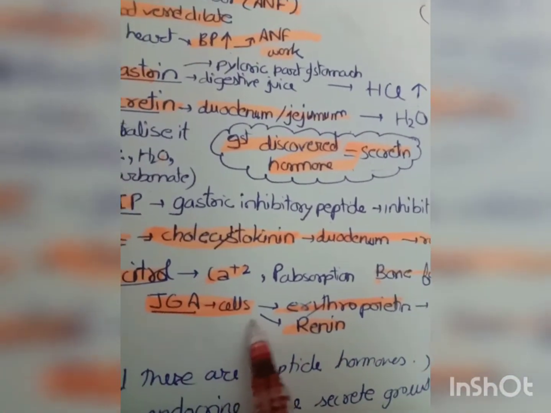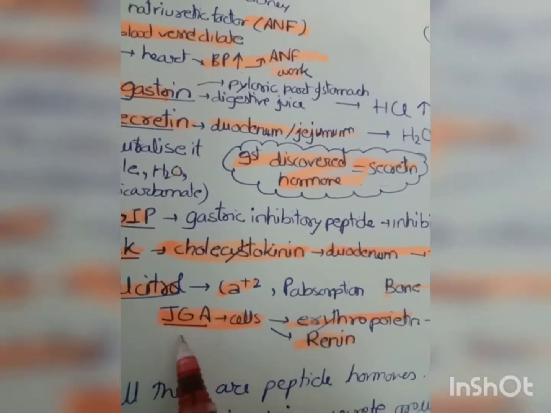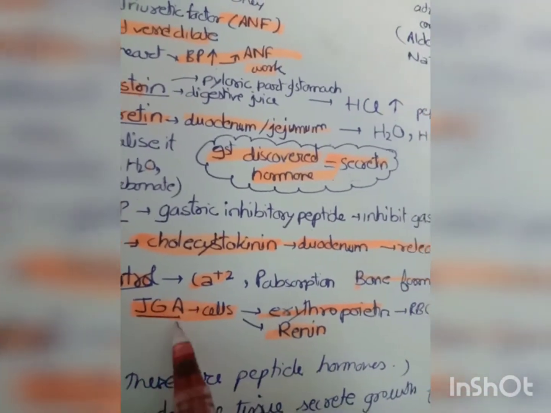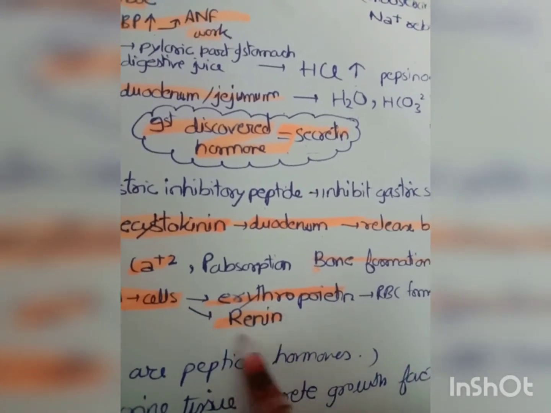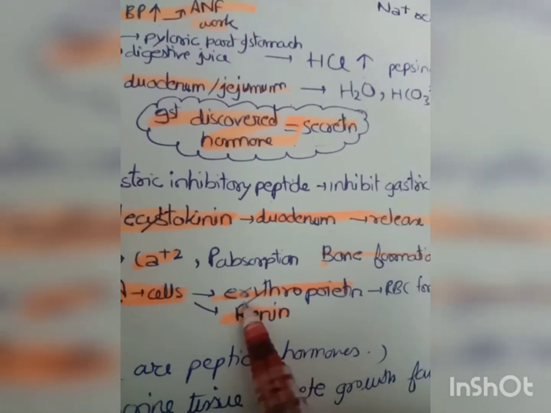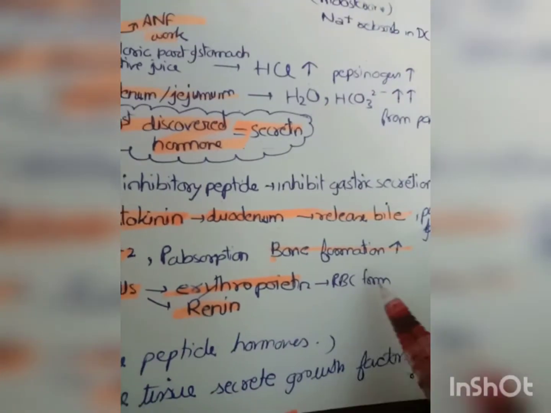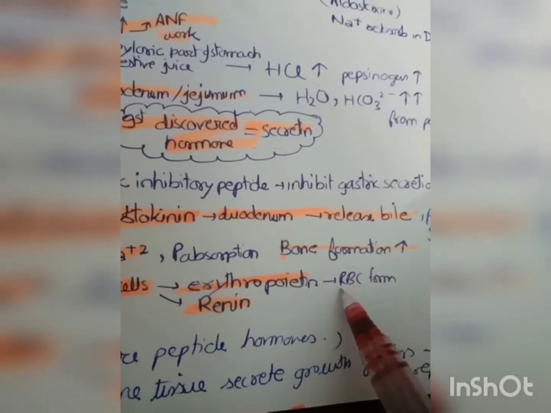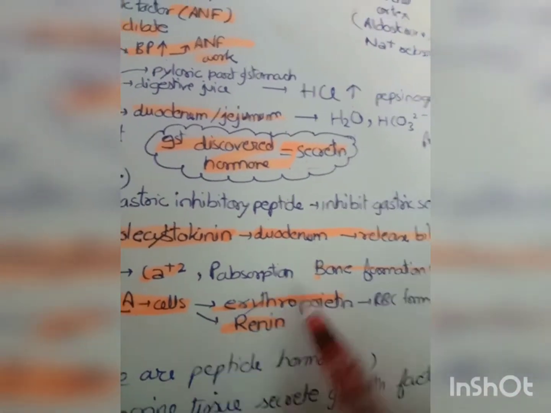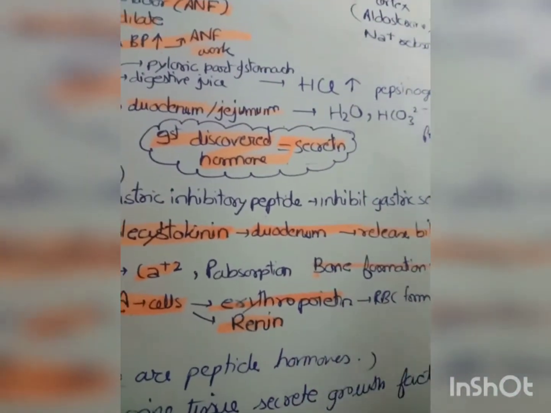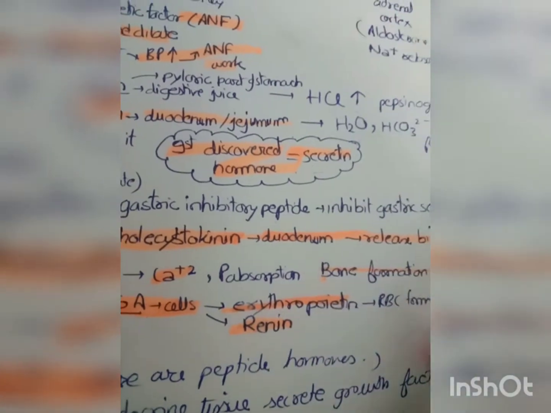The JGA cells of our kidney, that is the juxtaglomerular apparatus, its full form. Now, they secrete two types of hormone. One is renin and the other is erythropoietin. And erythropoietin is responsible for increase in RBC formation. And the renin, we studied that renin converts angiotensinogen to angiotensin 1.